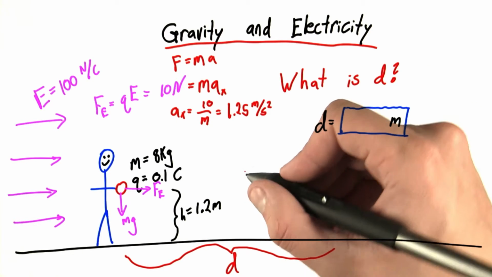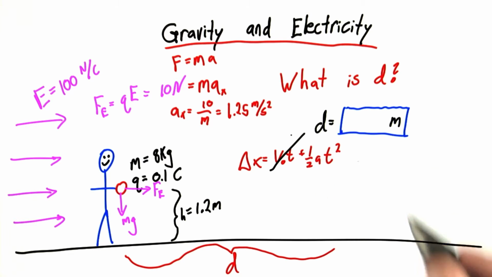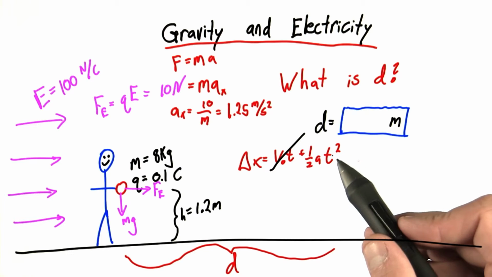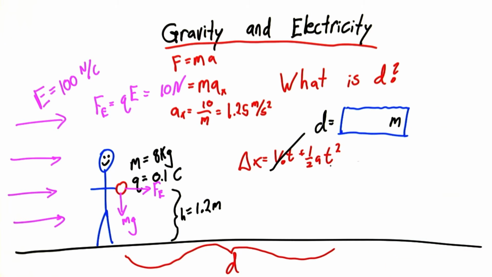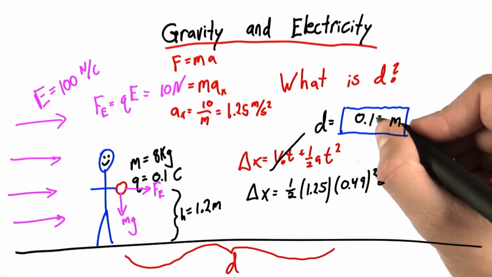Well, now I can use my good friend. Delta x is equal to initial velocity times time, but there's no initial velocity, so I'll ignore that, plus 1/2 a, and that's this a, times the time squared. And the time we're going to use is that 0.49 seconds we found before. And that gives me a distance of 0.15 meters.